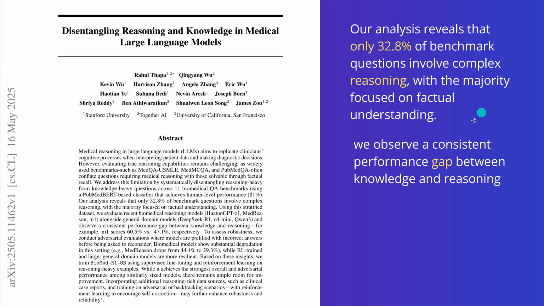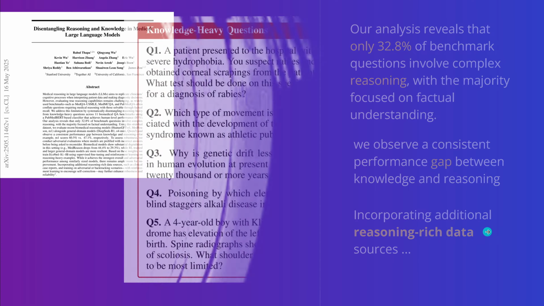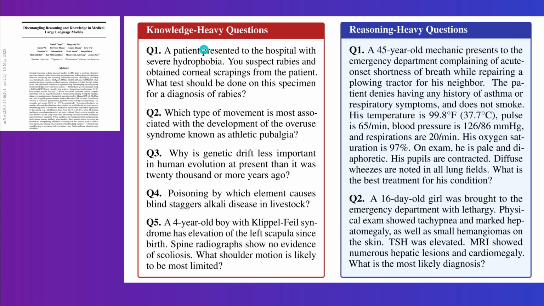So they observe here a performance gap. If they look here, hey, what is knowledge and what is reasoning? And as it turns out, a lot of things were just knowledge and not reasoning. And therefore they conclude, hey, it's so important to incorporate additional reasoning-rich data sources here for the training of your model. And they give here a beautiful idea.